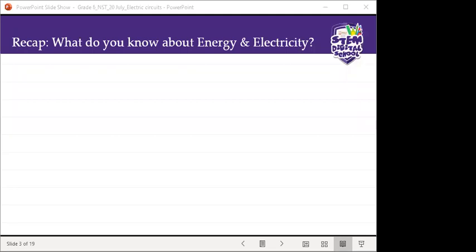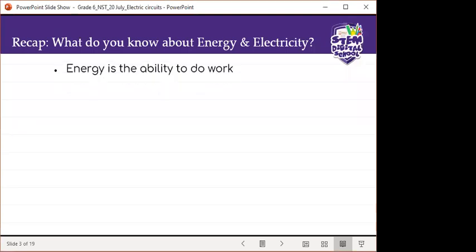Shakira also says energy is needed to do physical as well as other activities. Then Jocelyn says last year we learned about electricity. Okay, Jocelyn, what did you learn about electricity? And then Shakira also says that electricity is a form of energy coming from charged particles. All right. So it seems like we all know something about electricity as well as energy.